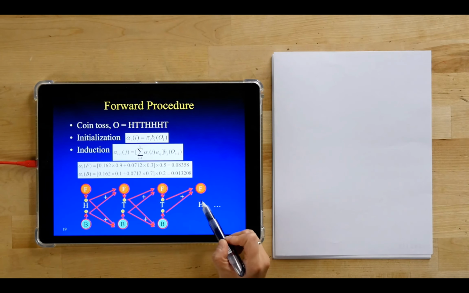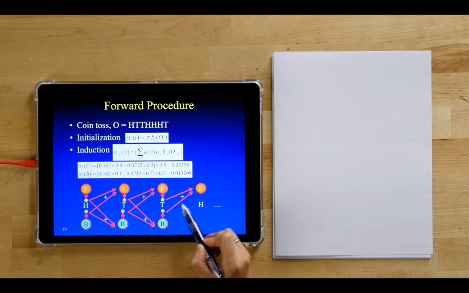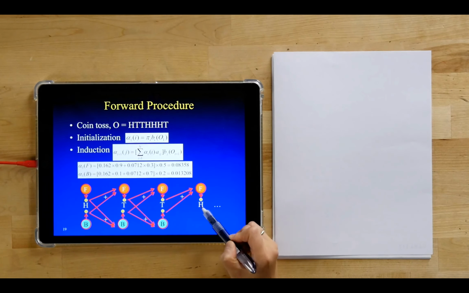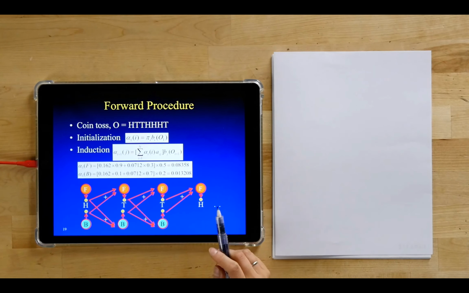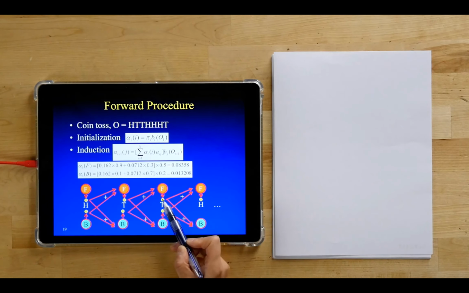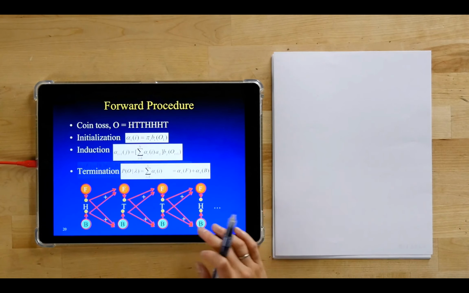In order to calculate the next yellow dot for alpha 4, it will be this yellow dot transition fair to fair plus this yellow dot transition from bias to fair. And then from this fair coin, I need to emit a head. And so that's the alpha 4 from a fair coin. Alternatively, we can do this. The alpha 3 fair, transition fair to bias. The alpha 3 bias, transition from bias to bias. I add them together, and now I'm using a bias coin. But from the bias coin, I need to give out a head, which is the emission probability. And so you can just keep going.